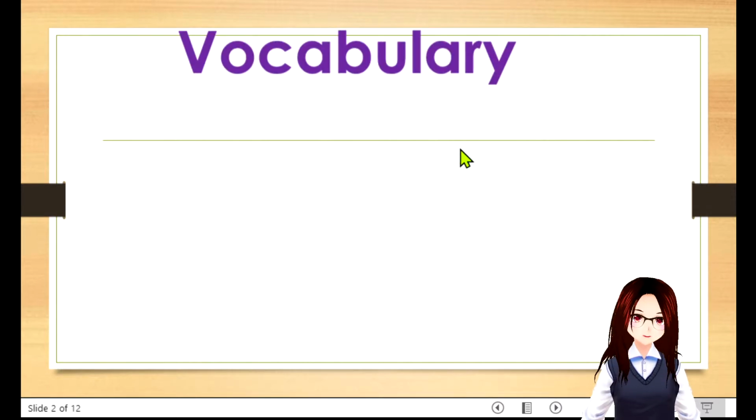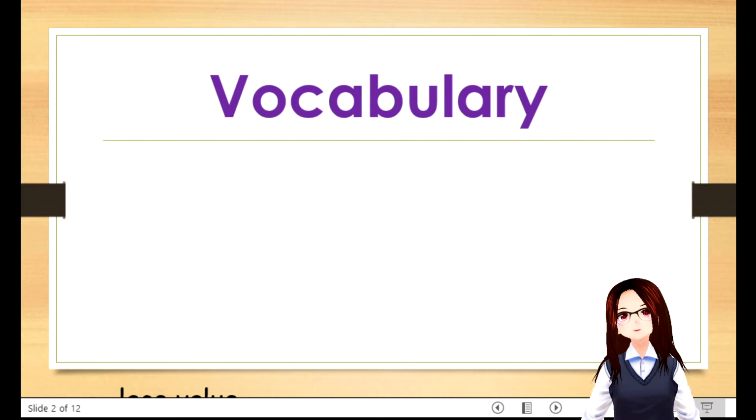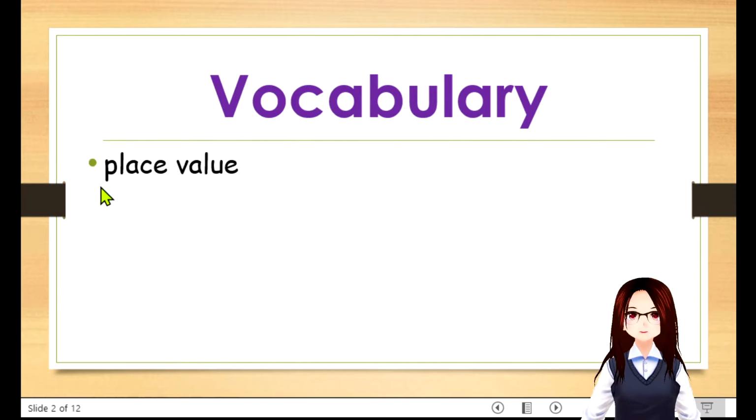First, let's have our vocabulary words. Place value. Repeat after me. Place value. Let's spell place value. P L A C E V A L U E. Place value.